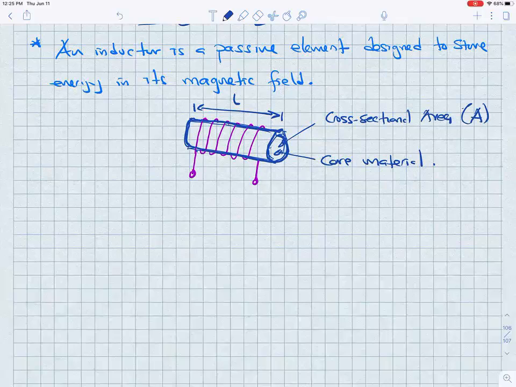So we have that, and then how many turns? Here you can actually count 1, 2, 3, 4, 5, 6, right? But in a normal inductor, you normally have a lot of turns. So this is going to give you the number of turns, okay? The number of turns of the wire as you go around the core. One full round is 1 turn, another full round is another turn, and so on and so forth. So this number of turns is basically N, okay?